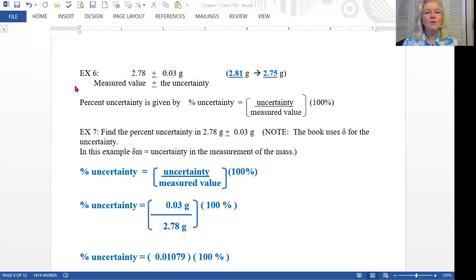Obviously, we'd prefer to have our range very narrow, but that's not always the case. Now, sometimes you don't want a numeric range, you want a percent uncertainty. To calculate that, you take the uncertainty, in this case the 0.03 grams, and divide it by your measured value, in this case the 2.78 grams. Take the decimal number that you get and multiply it by 100 and tack on a percentage to use for the unit. So let's do that example.